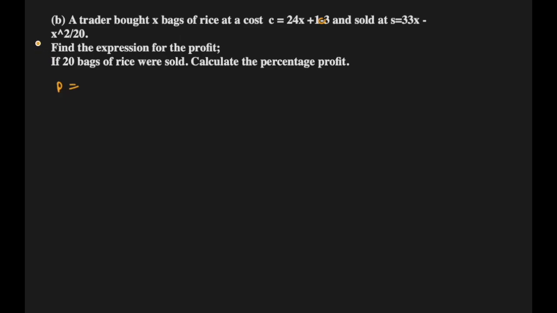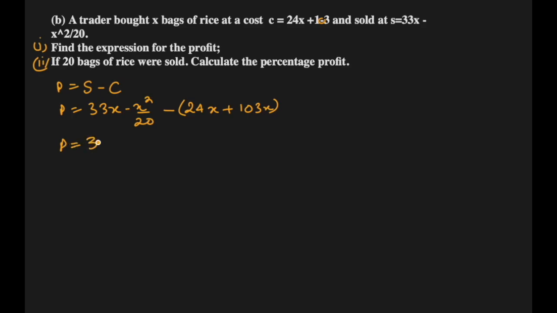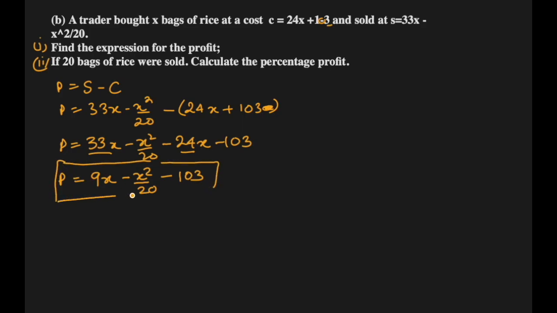So profit, this is part 1, this is part 2 of this. Profit is selling price minus cost price. So profit is selling, 33x minus x square over 20, and minus cost price, which is 24x. So we'll put in a bracket because this negative applies to both of them. Can we? Yes, we can. We'll open this. So profit equals 33x minus x square over 20 minus 24x, and sorry, there is no x here, minus 103. There was no x, right? Yeah. So 33 minus 24 is 9. So profit is 9x. It's okay to write x square after x because it's negative, and minus 103. This becomes the expression for profit.